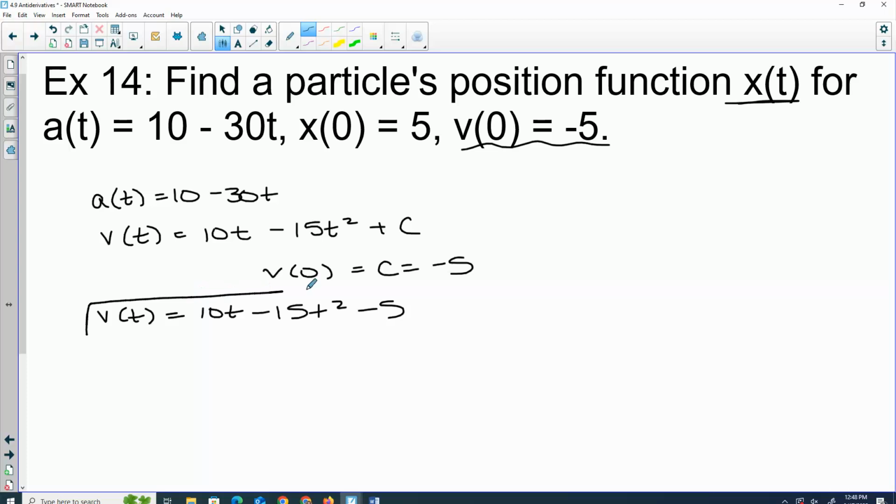Do you want us to write out our actual velocity? Like if I wrote out my actual position? I don't care.